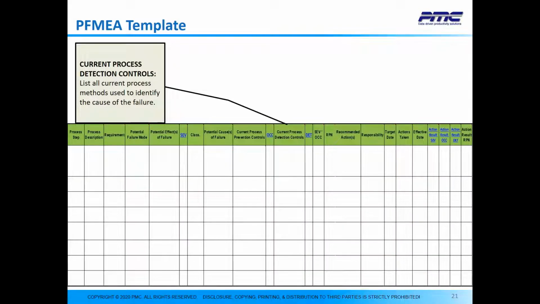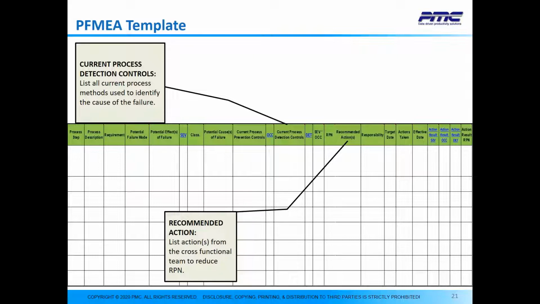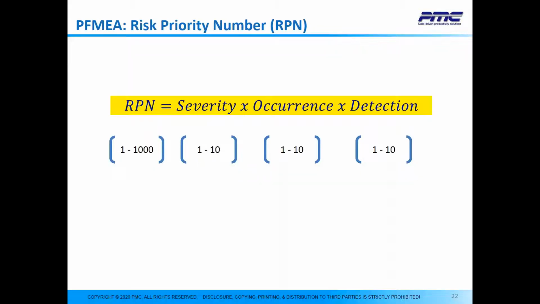The next one is the detection. We have to list all current process methods used to identify the cause of the failure. And the recommended actions, as I pointed out, we have to list actions from the cross-functional team to reduce the RPN. Now, RPN, as I mentioned, is a product of severity, occurrence, and detection. The RPN can range from 1 to 1,000, because severity can be from 1 to 10, occurrence 1 to 10, and detection 1 to 10.